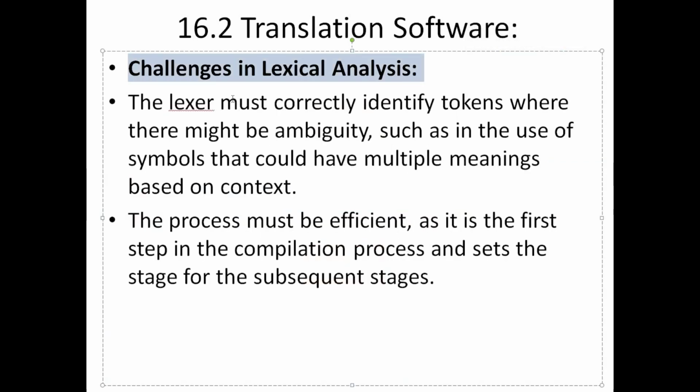Challenges in lexical analysis: the lexer must correctly identify tokens when there might be ambiguity, such as in the use of symbols that could have multiple meanings based on context. Although there are very few programming languages that have such multiple meaning syntaxes or tokens, the process must still be efficient, as it is the first step in the compilation process. If you make a mistake over here, then your whole program is going down the drain.